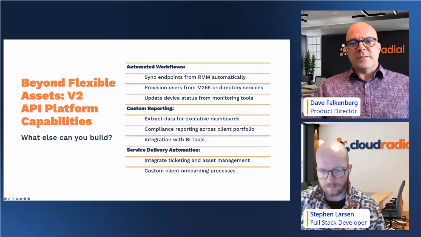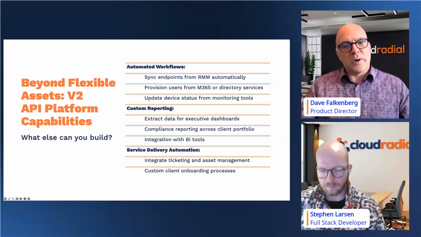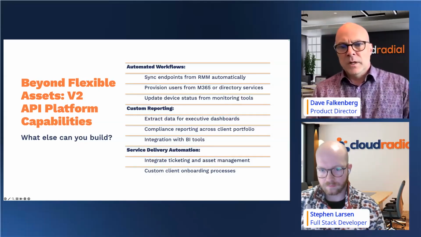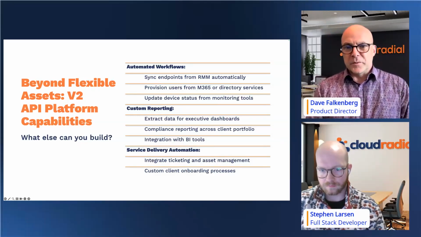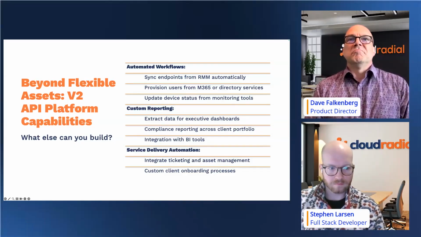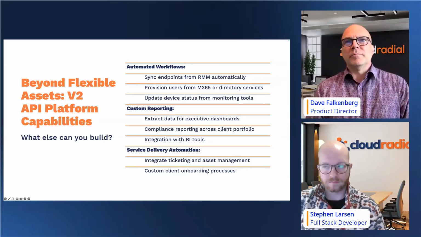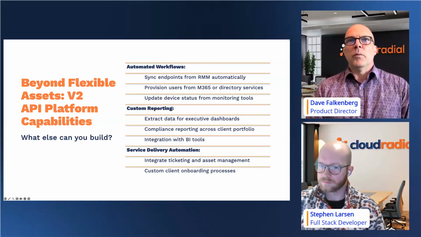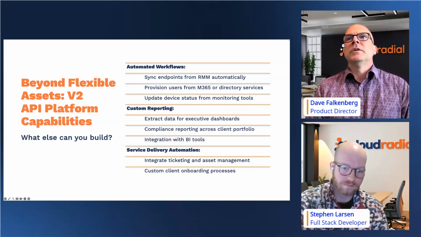Now, flexible assets, as I talked about at the beginning, is really just one part of this V2 API platform. Let's quickly talk about some of the other things you can build since you now have API access to all of the core data structures inside of CloudRadial. You can sync endpoints from your RMM or other systems automatically. The ones that we haven't built native integrations with, you can build them in, bring them in yourself.